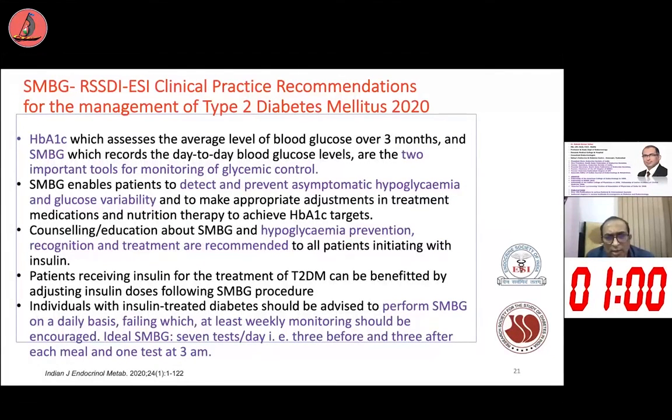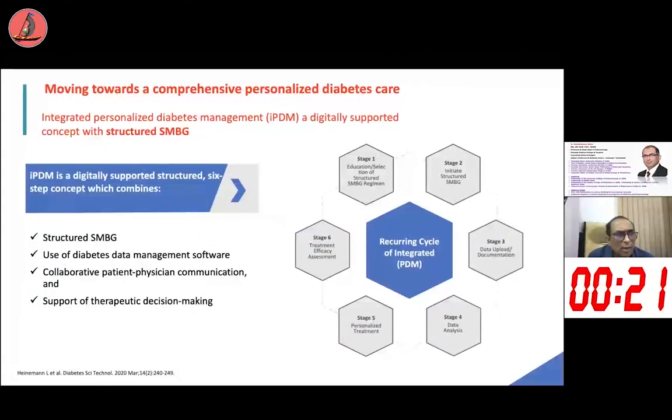Even the RSSDI and Endocrine Society of India, in their guidelines, have highlighted the importance of SMBG as a very important tool in monitoring glycemic control. They have highlighted that it complements HbA1c, and that it can be used for hypoglycemia prevention, recognition and treatment of hypoglycemia, and in patients who are treated with insulin. They've recommended at least once weekly monitoring of SMBG. They've also mentioned that the ideal would be to do it 7 times per day, but at least once a day in insulin treated patients has been advised in our own ESI Endocrine Society RSSDI guideline.